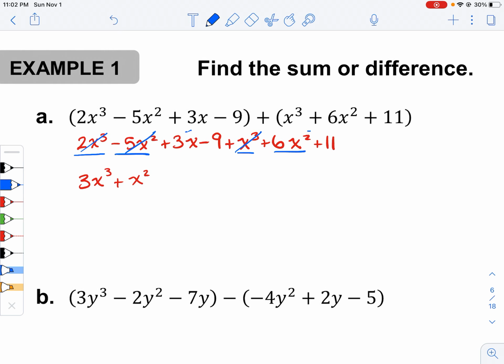And then we have a 3x and only one 3x, there's no other x term, so that just stays. And then negative 9 plus 11 is my last part. Negative 9 plus 11 would be a plus 2. Just check to make sure it's in standard form, meaning it goes from the highest power down to your constant. In this case it is, so that is the answer.